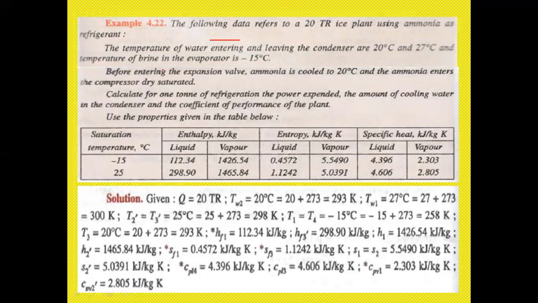The temperatures of water entering and leaving the condenser are 20 degrees centigrade and 27 degrees centigrade. The temperature of brine in the evaporator is minus 15 degrees centigrade. Before entering the expansion valve, the ammonia is to be cooled to 20 degrees, and the ammonia enters the compressor dry saturated. Now calculate, for 1 ton of refrigeration, the power expended, the amount of cooling water in the condenser, and the coefficient of performance of the plant.